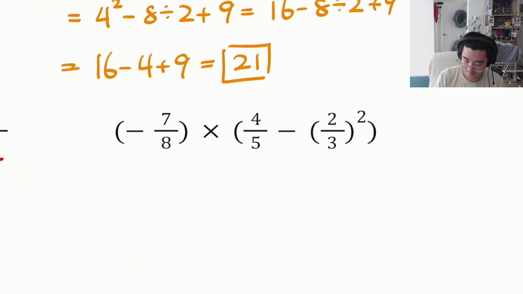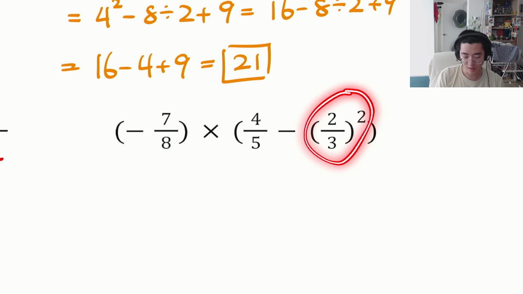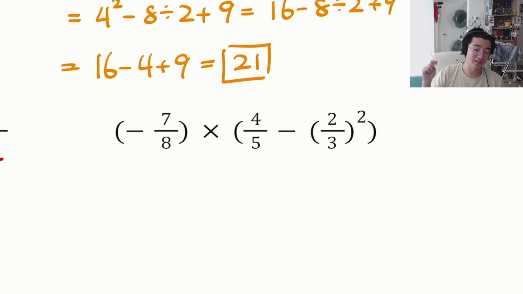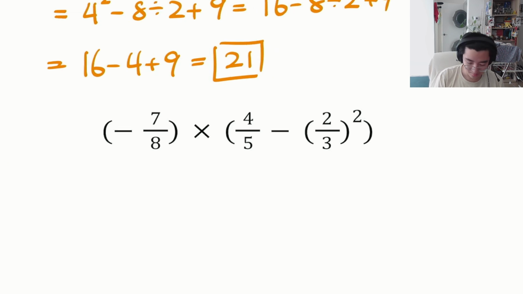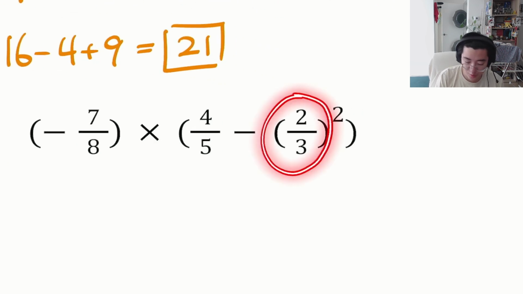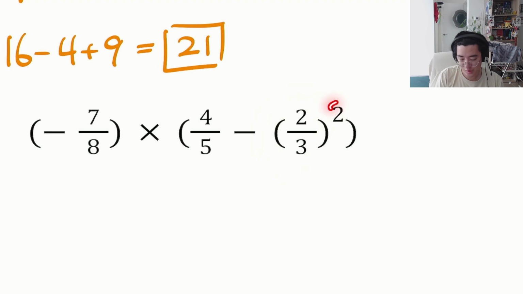Last one. Alright, so we got a bracket inside a bracket now. So of course we do that step first. If you notice here, why do we need a bracket here? It's a fraction. Why do we need a bracket? Remember, a fraction is literally just division. So this means that we're dividing 2 and 3 first, and then squaring whatever the answer is. But of course, we don't want to work with decimals. Fractions are a bit easier to work with.